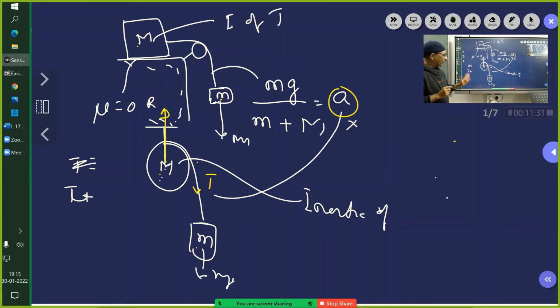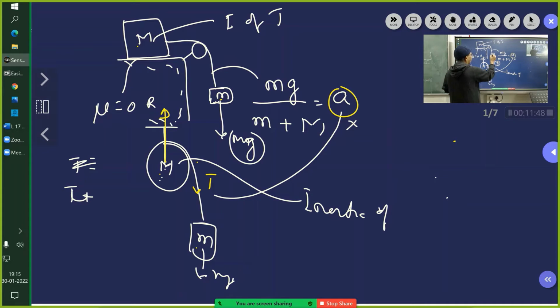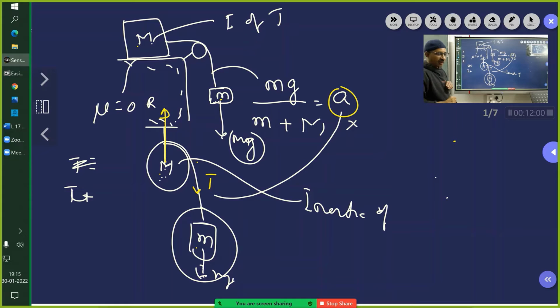Anyways, the main difference is that the inertia of this system is different from the inertia of this system. And the second thing is, here you see, this force mg was causing translation of this and also this. But here, this force mg will cause translation of this and rotation of this.